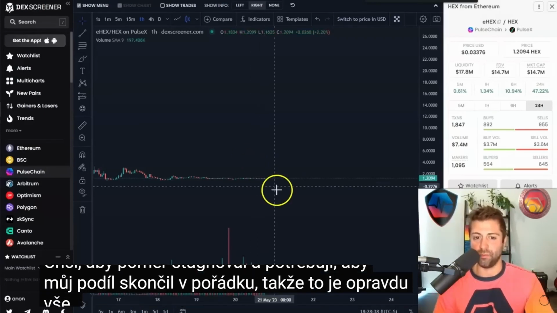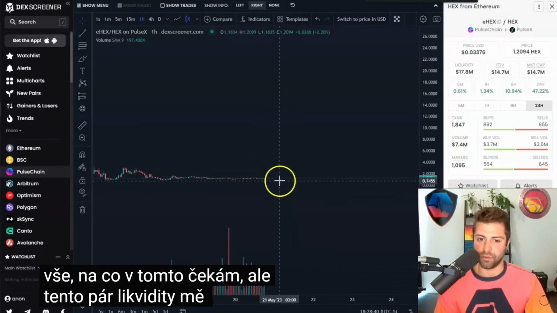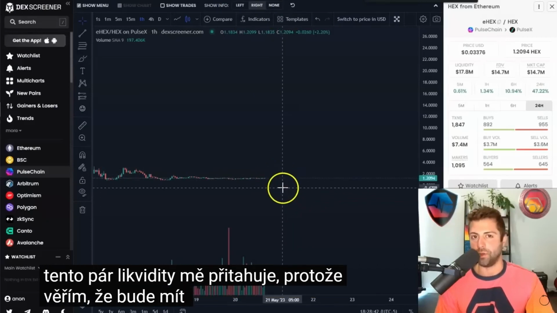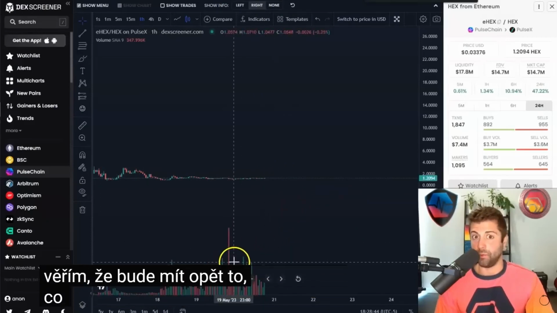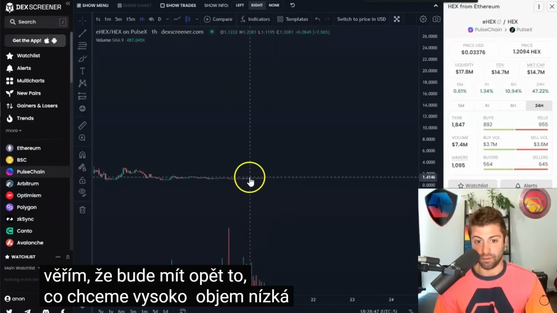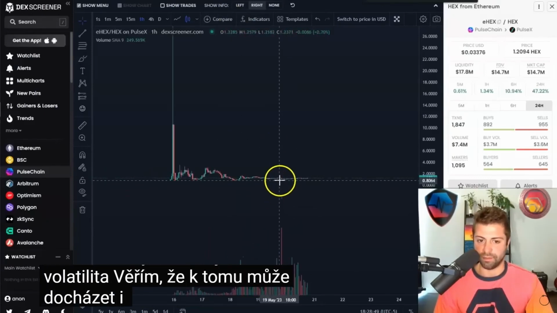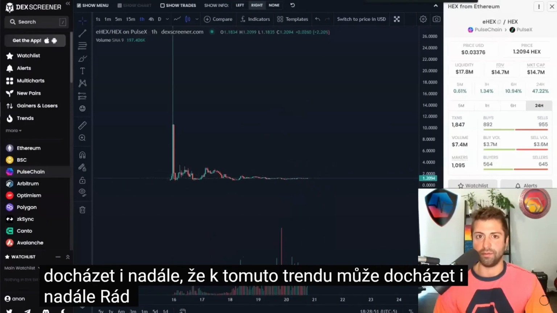Okay, so that's really all I'm waiting for on this. But I'm attracted to this liquidity pair because I believe that it will have, again, what do we want? High volume, low volatility. I believe this trend might continue to happen. I would love to see that.